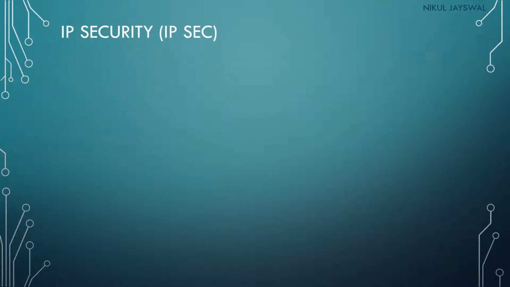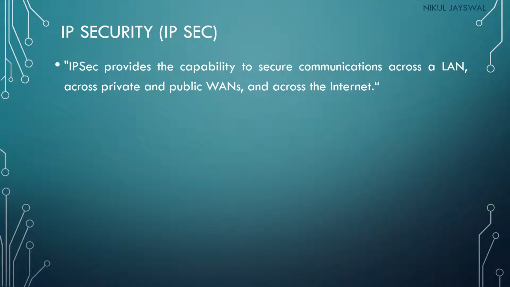IP security, also called IPsec, is developed to provide security at the network layer. IPsec provides the capability to secure communication across the LAN, across private and public WAN, and across the internet. So it will help us to provide better secure communication in LAN, in WAN, and in the internet also. We can create secure communication between two machines through the internet by using IP security.